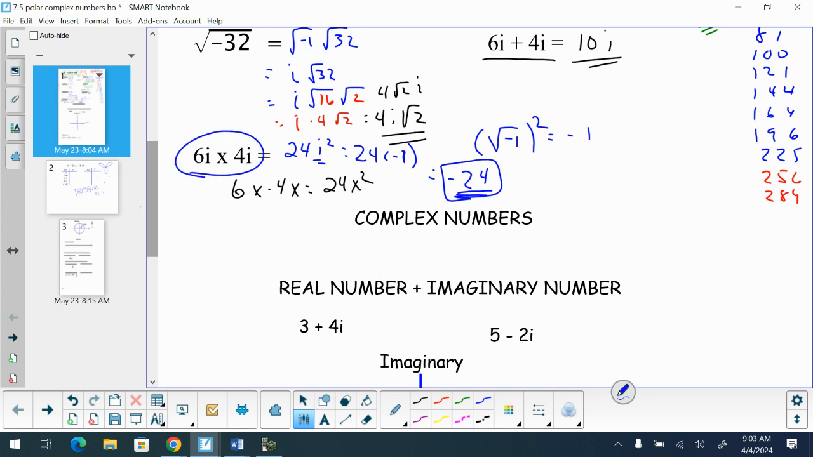Which goes into the old adage, going into the Barney world again. I have two numbers that live in the Barney world, two imaginary numbers. And when they multiply together, we get a real number.